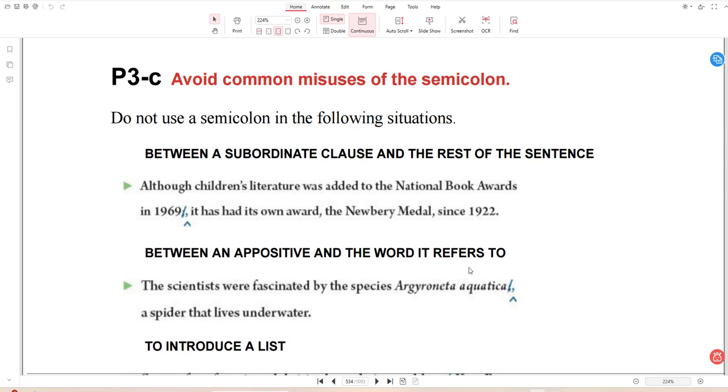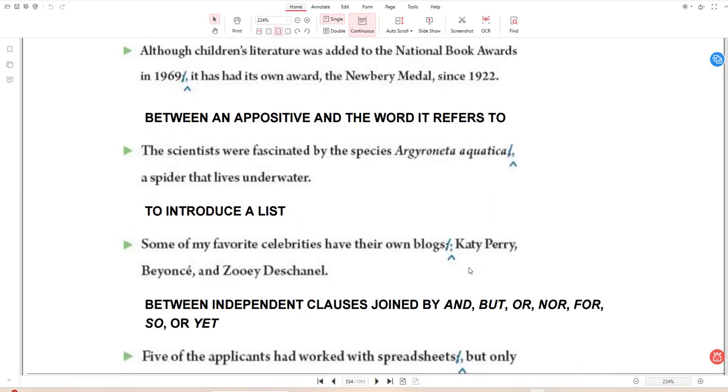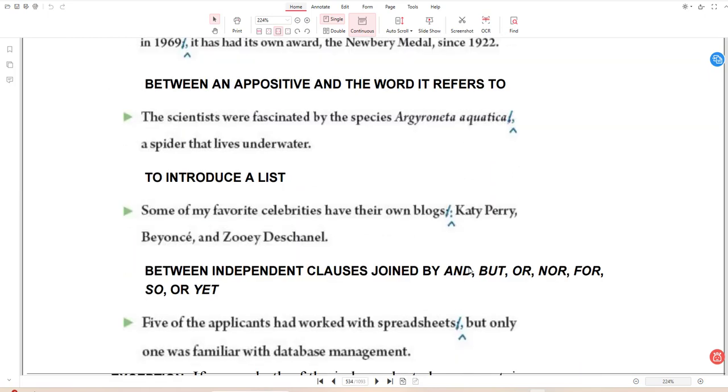Do not use a semicolon between an appositive and the word it refers to. The scientists were fascinated by the species Arigayuneta aquatica, and you put a comma there, not a semicolon, a spider that lives underwater. And you don't use a semicolon to introduce a list. You use a colon for that.